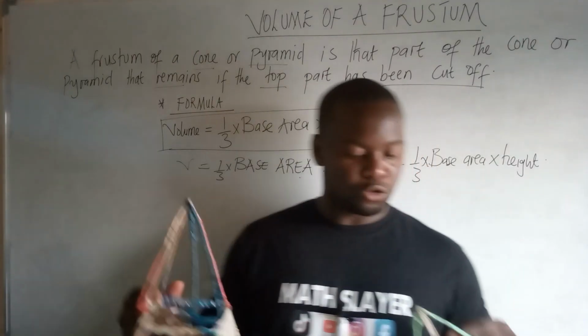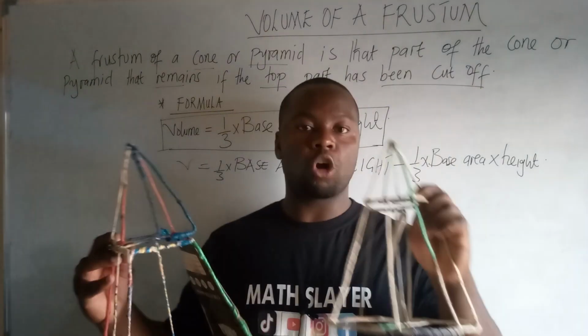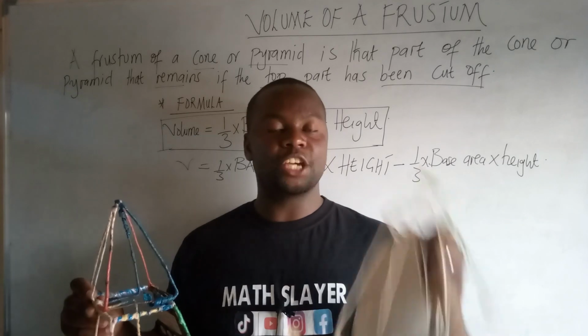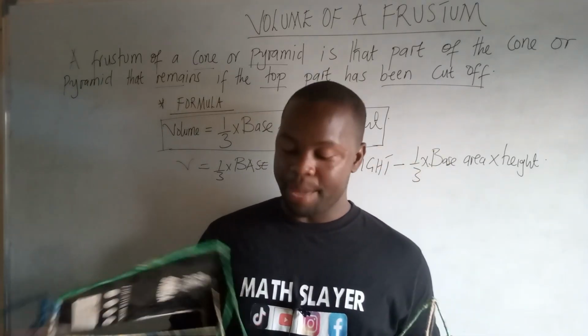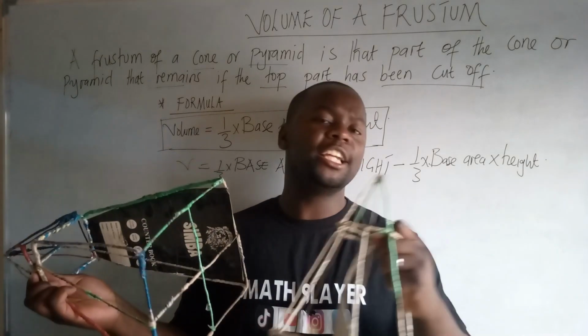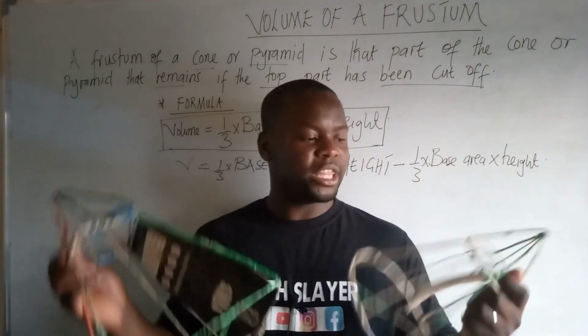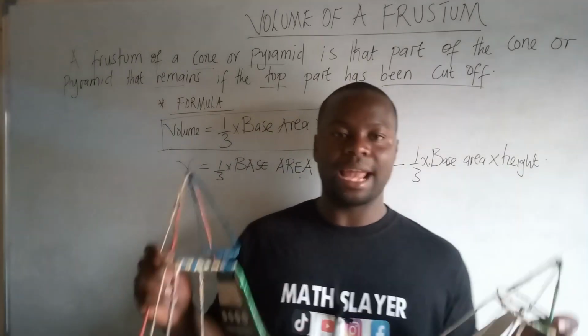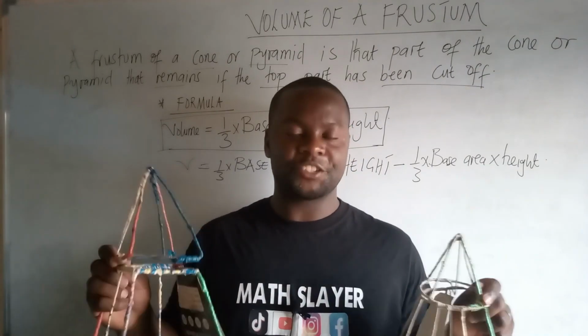So I have these two models, okay? This is a cone, this is a pyramid. As you can see, a cone has a circular base, and a pyramid has a rectangle or a square base, or in short, a polygon base. So these are the two shapes that I have, a cone and a pyramid. Now, what is a frustum?